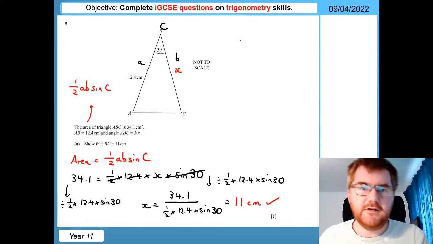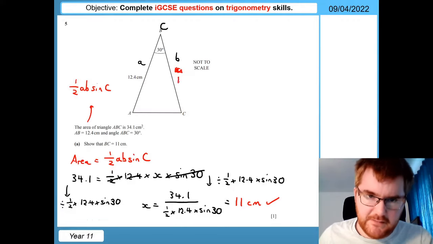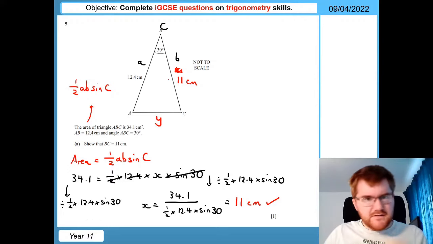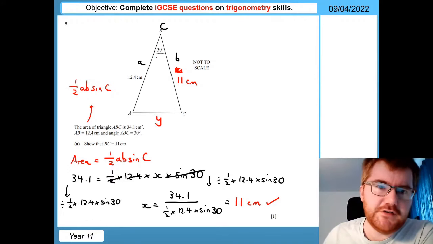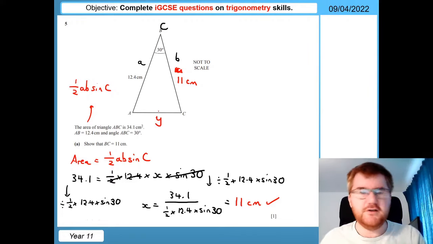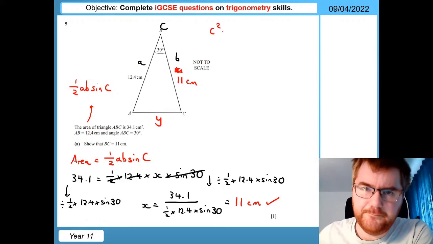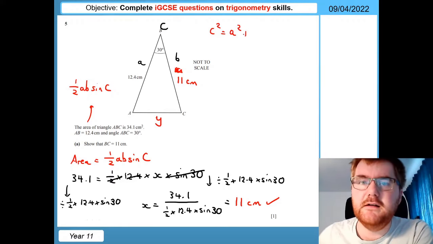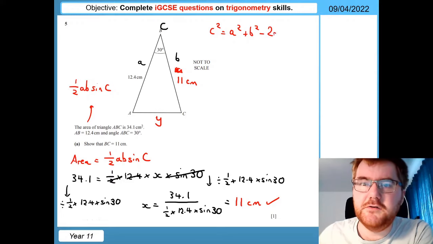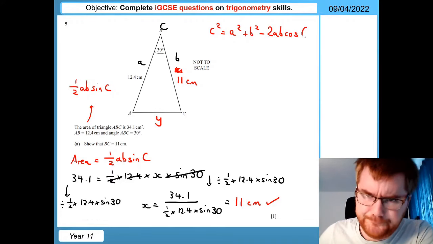So let's have a look here. I now know it's equal to 11 centimetres, and I want to work out this length here. Let's just call that Y. So I look at the triangle I have here. I've got two sides. I've got the angle in between, and I'm looking for the side opposite. This calls for the cosine rule. Now remember the cosine rule was c squared is equal to a squared plus b squared minus 2ab cos c.